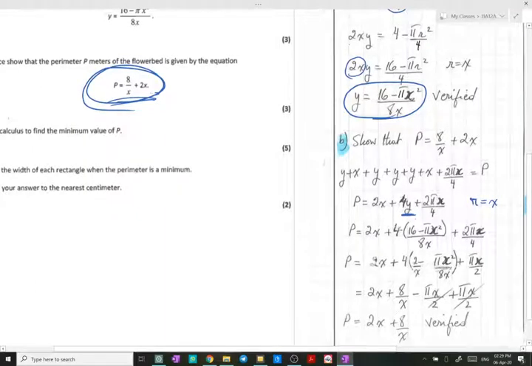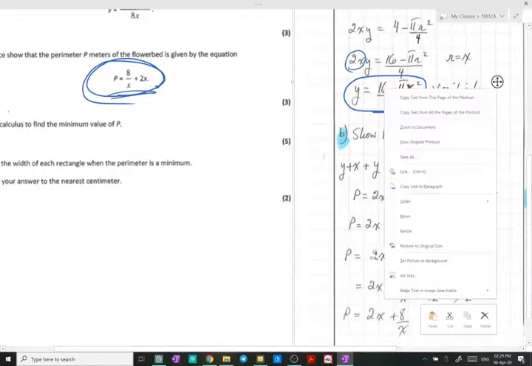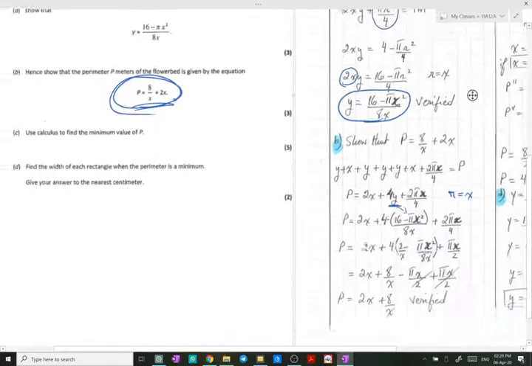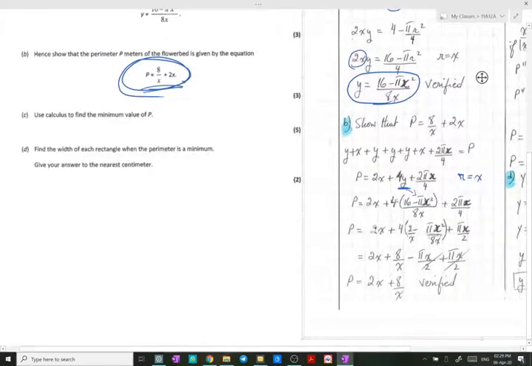So we replaced here y by its value that we previously found, and then we start taking the common denominator. After that we separate the fractions and we simplify. Then we would reach P equal to x plus 8 over x, which is what they want us to reach. Part C, use calculus to find the minimum value for P.